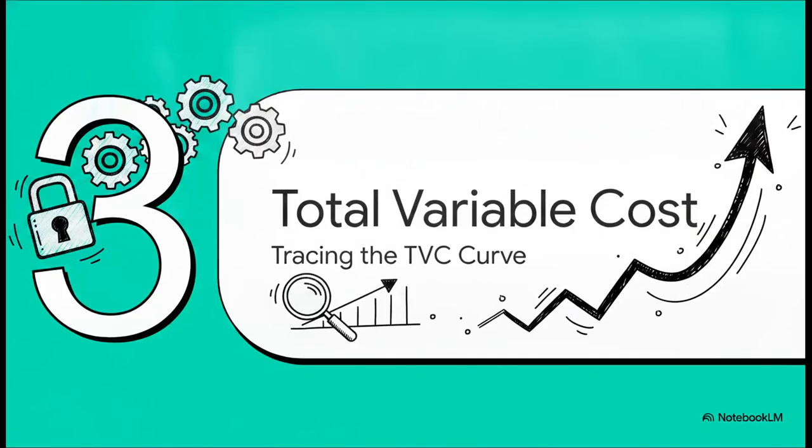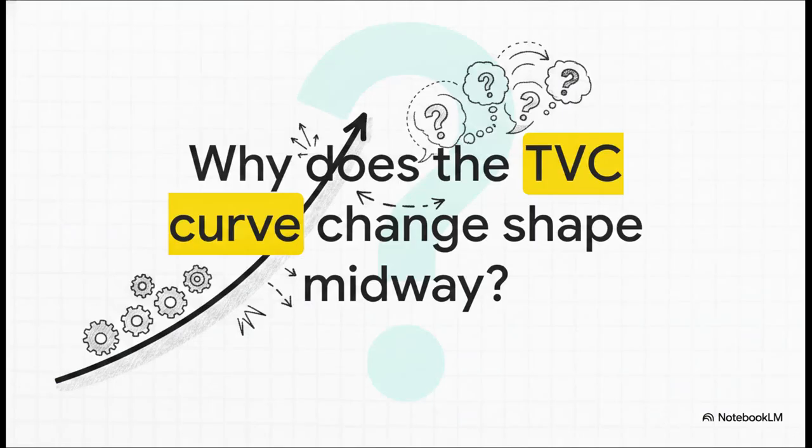Next up, part 3, let's trace the total variable cost. But hey, before we draw this next curve, I want you to think about something. Why on earth would the total variable cost curve completely change its shape right in the middle? It doesn't just shoot up in a straight diagonal line. It entirely shifts its behavior. Keep that question floating in the back of your mind as we reveal the curve.